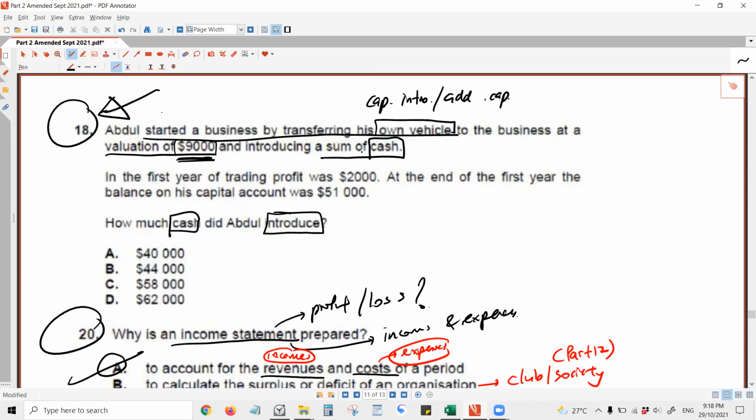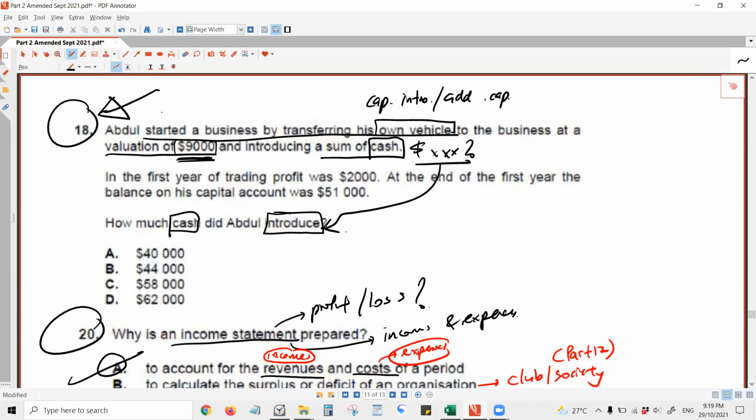So this is what Abdul is doing. Abdul put a car into the business. Abdul also invested some cash into the business. But do you know how much is that amount of cash? We do not know. This is the missing figure.